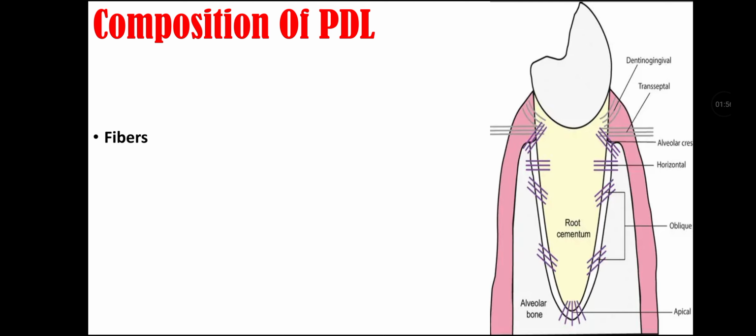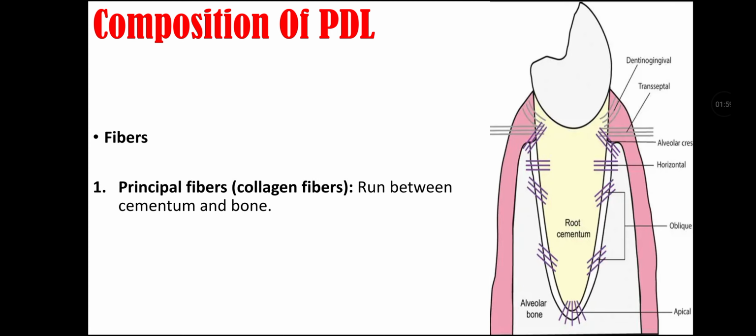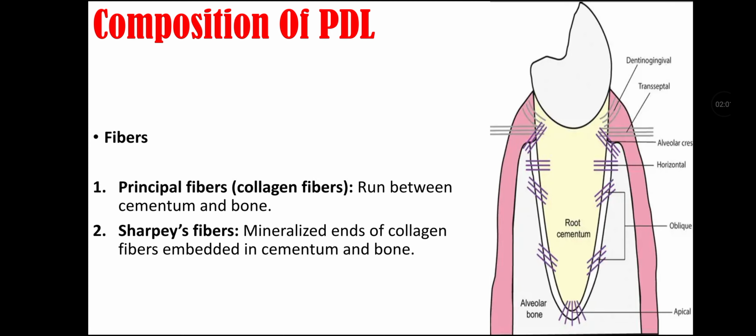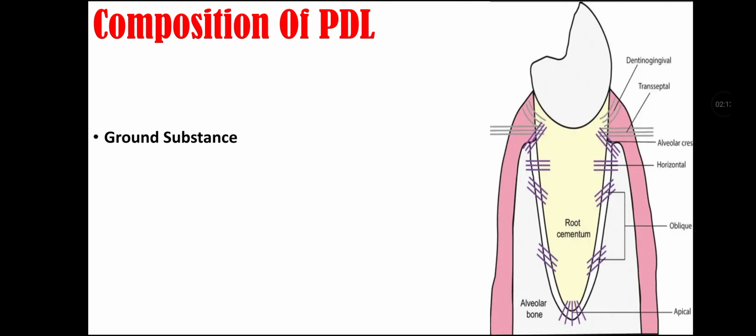Second component of PDL is fibers. They include principal fibers and Sharpey's fibers. Principal fibers are collagen fibers that run between cementum and bone. Then there are Sharpey's fibers that are mineralized ends of collagen fiber that are embedded in cementum and bone.